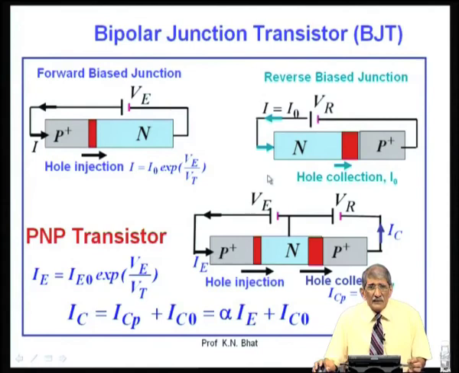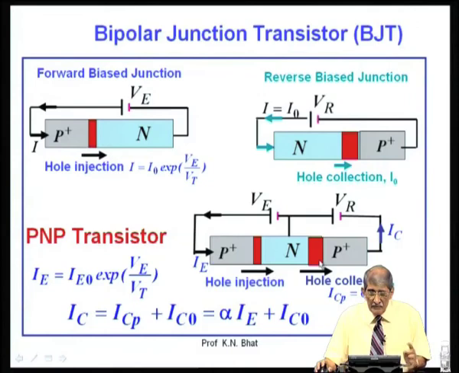1 micron is 10 to the power of minus 4 centimeter, very small, so that the holes injected from here to here do not have sufficient path length to recombine. So that whatever is injected here can reach this edge. Now, this is a reverse bias junction.